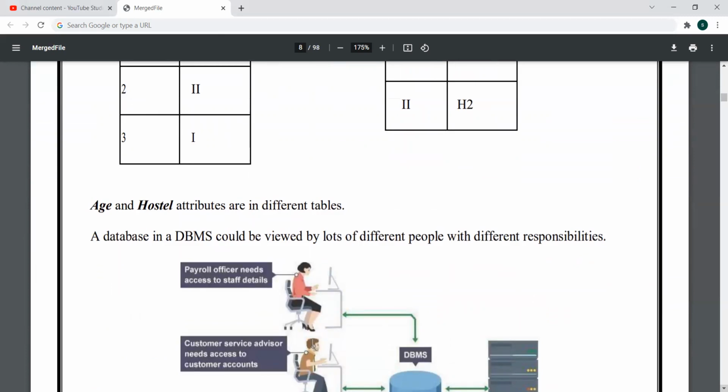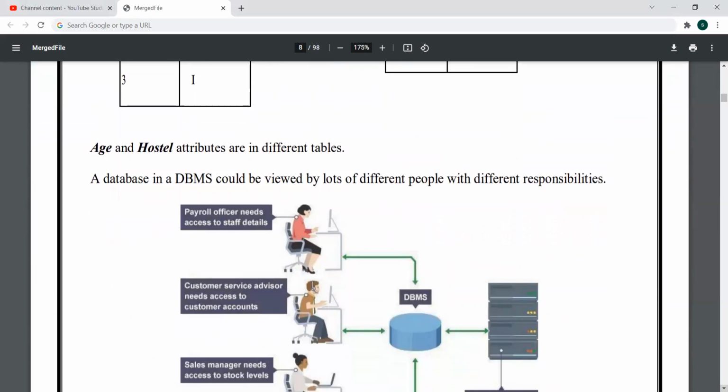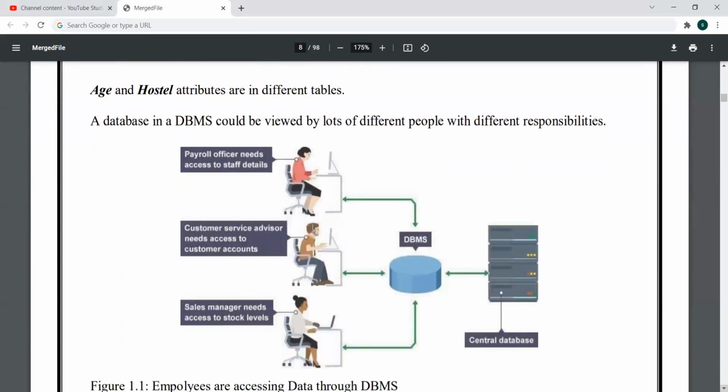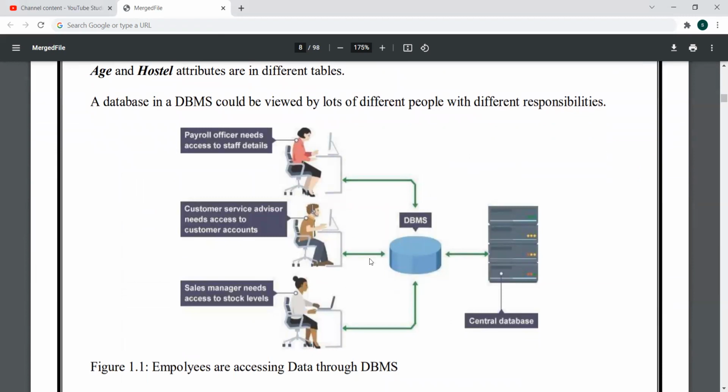A database in a DBMS could be used by lots of different people with different responsibilities. This is an example. Employees are accessing data through DBMS. This is a central database. All people access their information through this central database. This is a DBMS.